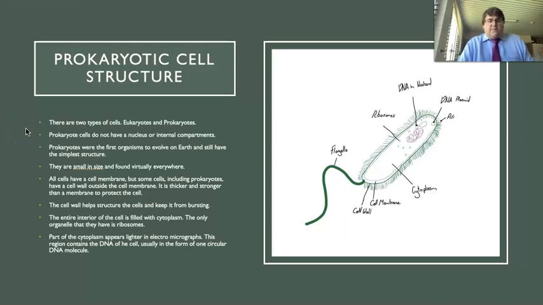From the evidence that we have and from the research that scientists have done, we do believe that prokaryotic cells were the first organisms to evolve on Earth, and because of that we still see they have the very simplest structure of any of the organisms we've discovered.